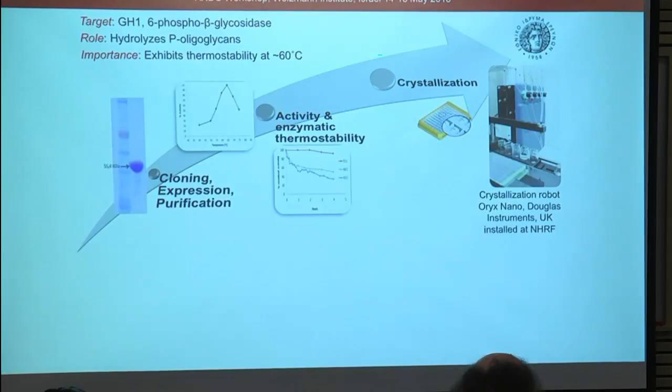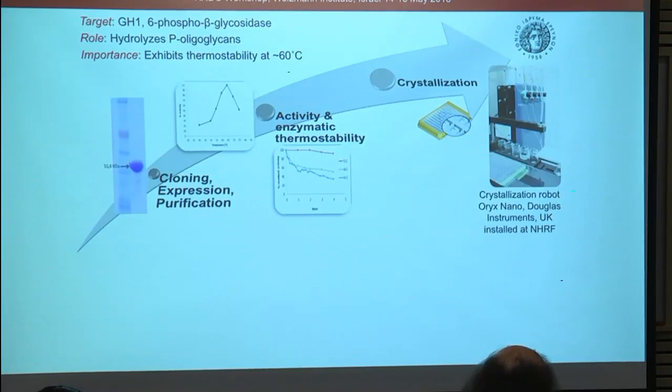Enzymatic activity and thermostability studies have shown that our enzyme is optimally active at 65 degrees Celsius and retains more than 80% of its maximum activity at 70 degrees.